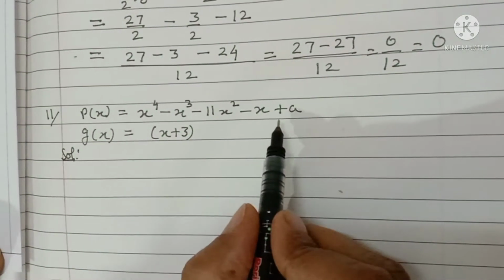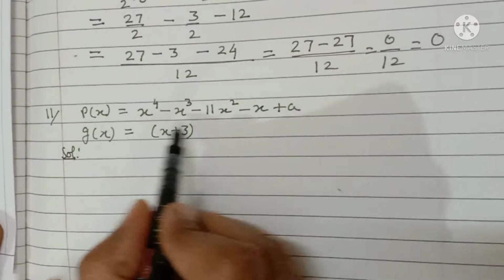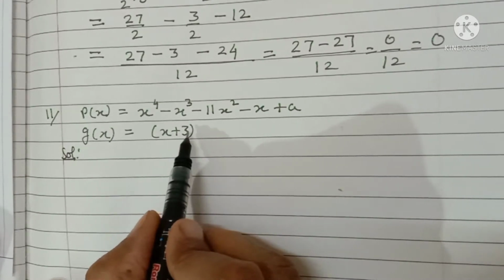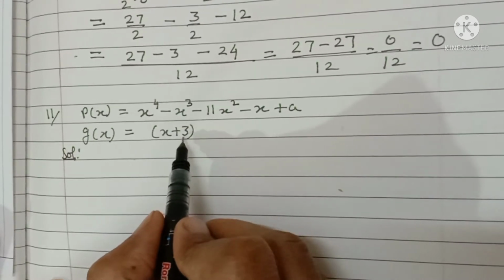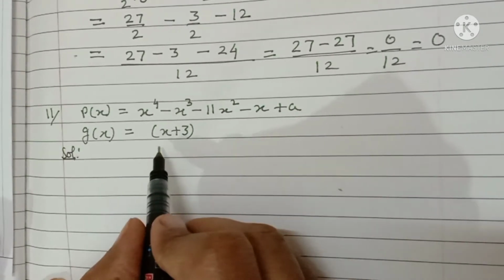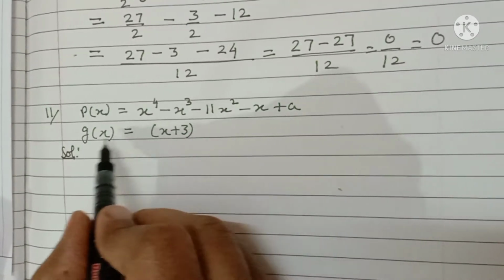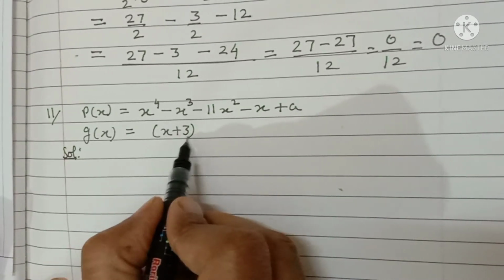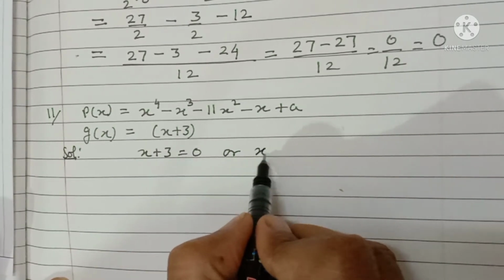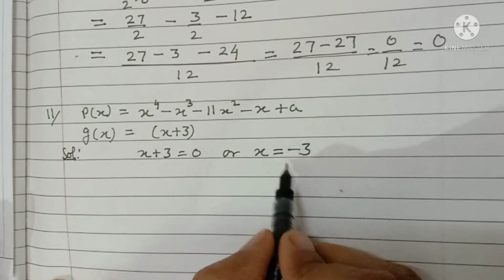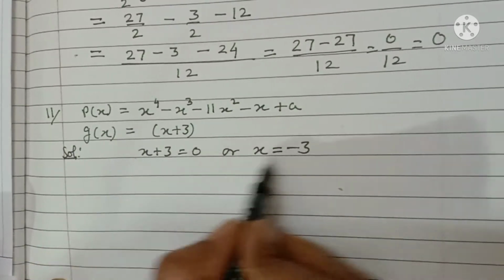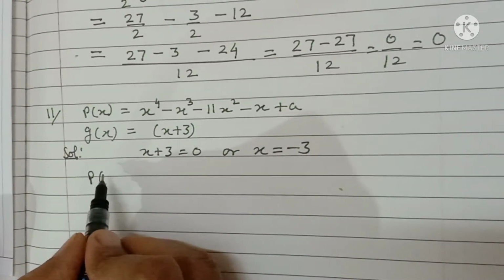In this question we have to calculate the value of a, and this polynomial is divisible by this linear polynomial. When it is divisible by the linear polynomial g(x), the remainder should be 0. This means p(a) is equal to 0, and from where will we get the value of a? When we put g(x) equal to 0, x plus 3 is equal to 0. So you will get x equal to minus 3, and at this value we will get the remainder. Now substitute, we have to calculate p(-3).